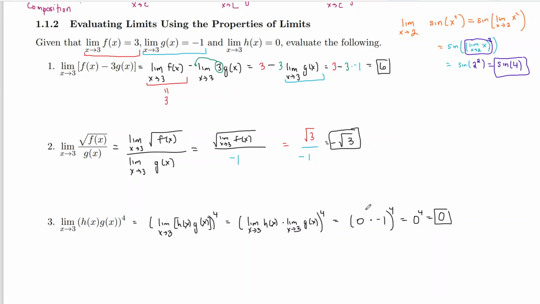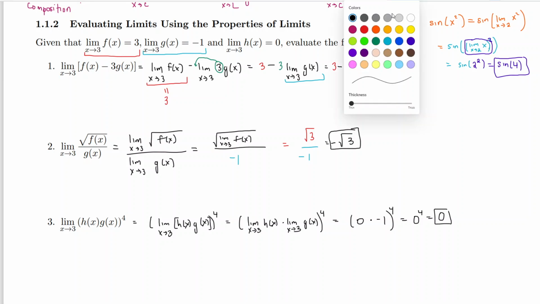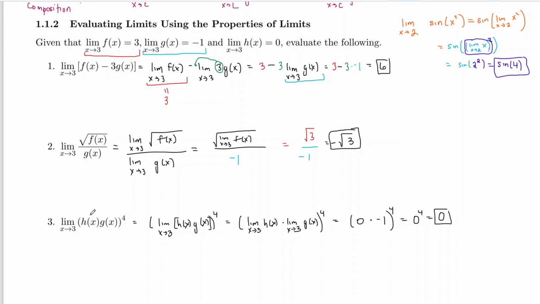Right. But that should be a good rundown of using these properties. One thing I want to mention, and I mentioned it throughout. If you notice really what we're doing, we're kind of just plugging in some ways. We know the limit of h of x as it goes to 3 is 0. We know the limit of g of x as x goes to 3 was -1, because that's what we're given. And it looks like we're just plugging it in. 0 times -1, and then to the 4th power on the outside. And same thing for number 2 and 1. And that really is the idea with these properties of limits, it's ultimately telling you plug in the number and see what happens.